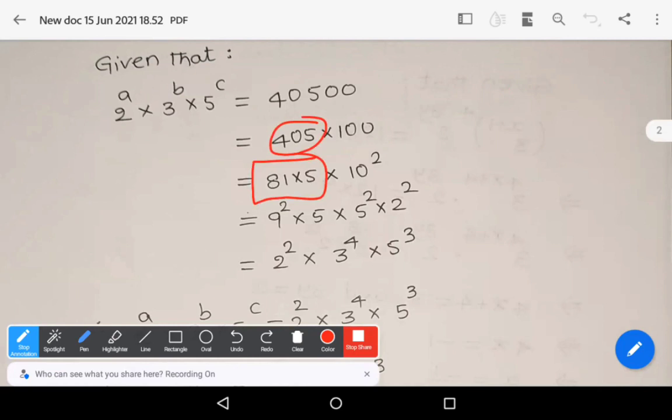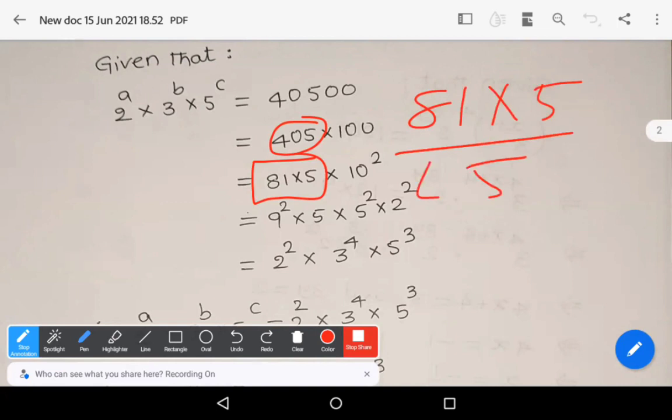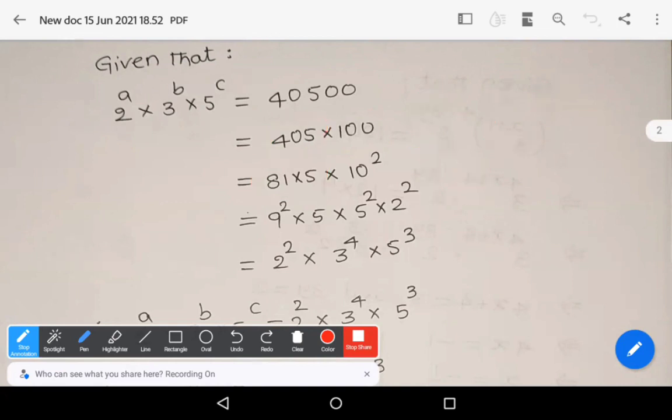405 can be written as 81 into 5. 100 can be written as 10 square. Again, 81 can be written as 9 square, and 10 square can be written as 5 square into 2 square. 9 square can be written as 3 power 4. Now, by writing in order, 2 square, 3 power 4, 5 cube.